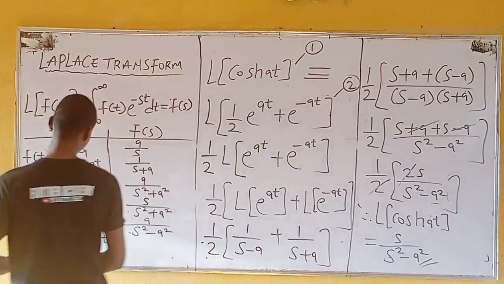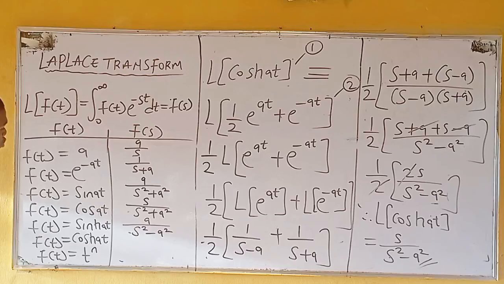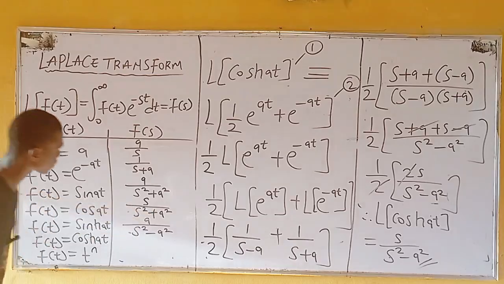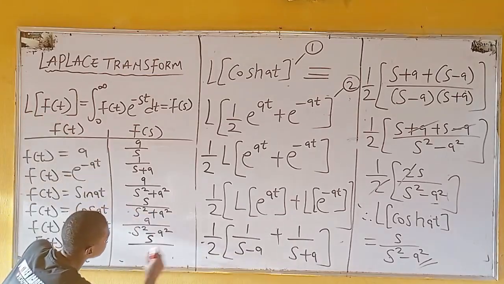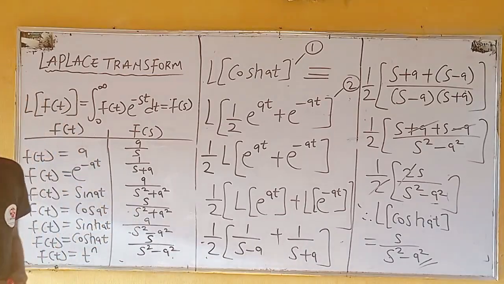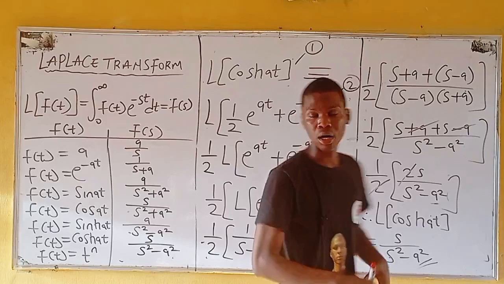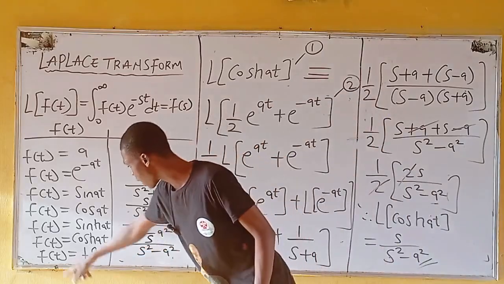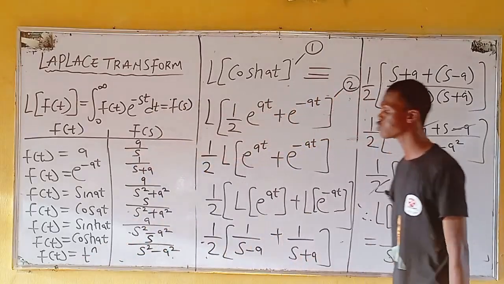Alright, back to your table. What do you have? f of t equals cosh at. What's the answer? s all divided by s squared minus a squared, right? Any question on this? All right, the last one is what? When f of t is equal to t raised to the power of n.